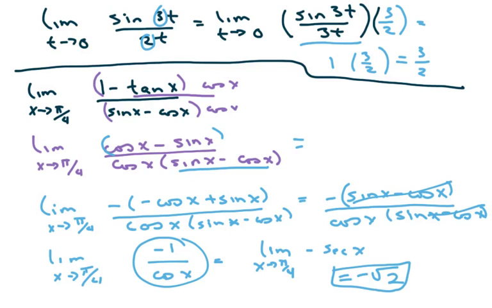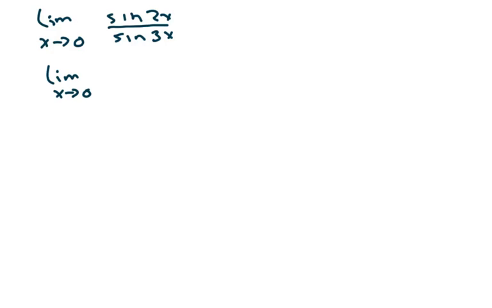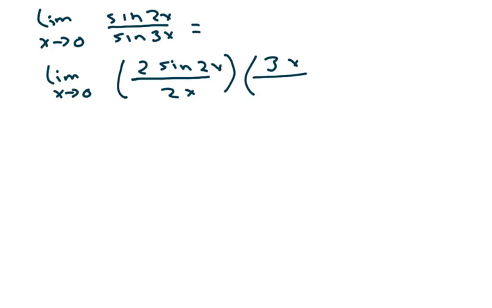Okay, and the last one we have is this one. Limit as x approaches 0 of sine of 2x over sine of 3x. They give you a hint, and they want you to do it this way. Limit as x approaches 0, and they want you to do 2 sine of 2x over 2x, because this equals this, times 3x over 3 sine of 3x.